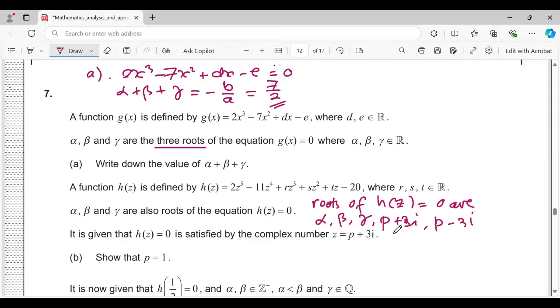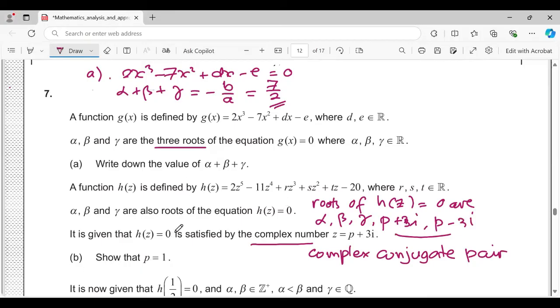Why? Because p plus 3i and p minus 3i are always a complex conjugate pair when the function involves complex numbers, as given in the information. So these are the roots of the equation h(z) equals 0.